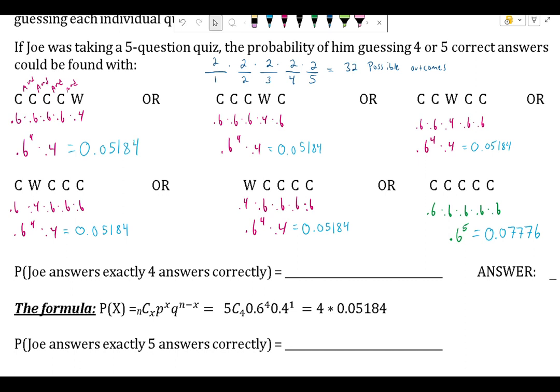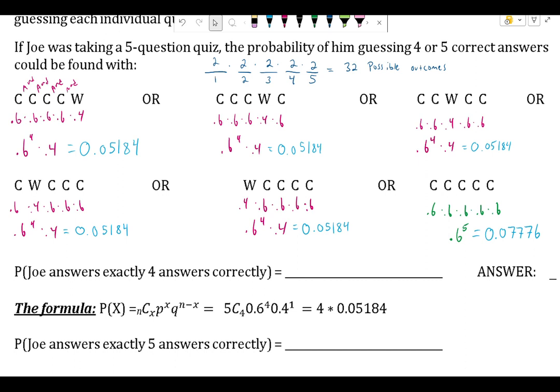So we want to know, what is the probability that Joe gets 4 or 5 correct answers by guessing on this 5-question quiz? Basically, what we would do is find the probability that he guesses 4 correctly, and then find the probability that he guesses 5 correctly, and then add those two together to find the total probability. There is a formula, the Binomial Probability Distribution formula.